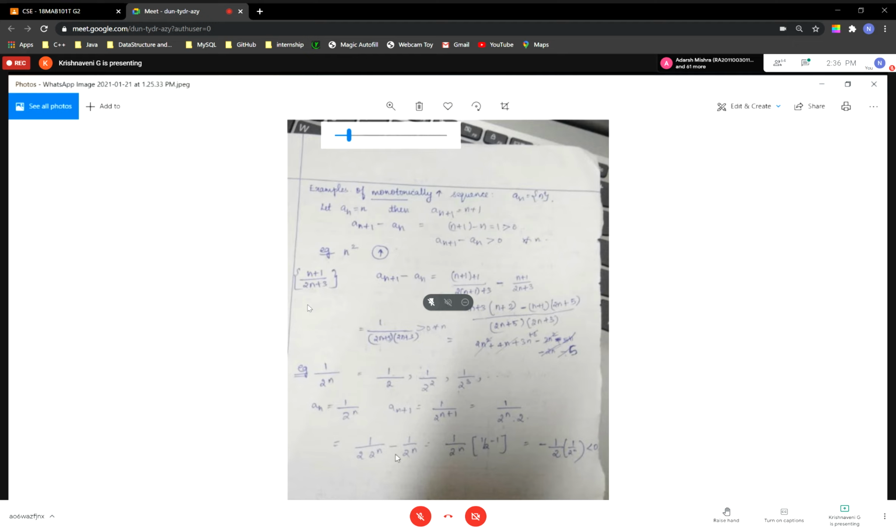This is an plus 1 minus an. In the two terms, taking 2 power n common outside, it will be 1 by 2 power n times (half minus 1 minus half), which is minus half into 1 by 2 power n, which is less than 0. Less than 0 means monotonically decreasing sequence. An plus 1 minus an greater than 0 means monotonically increasing. An plus 1 minus an less than 0 means monotonically decreasing.